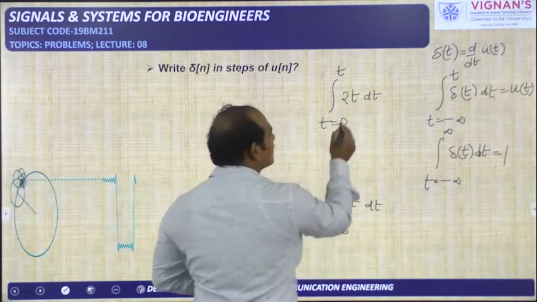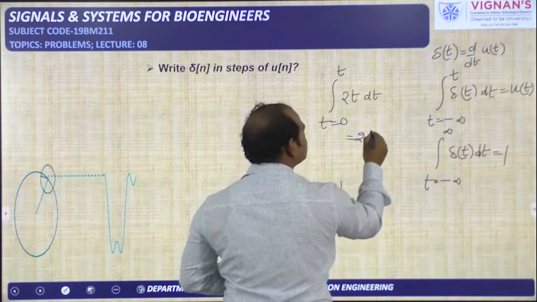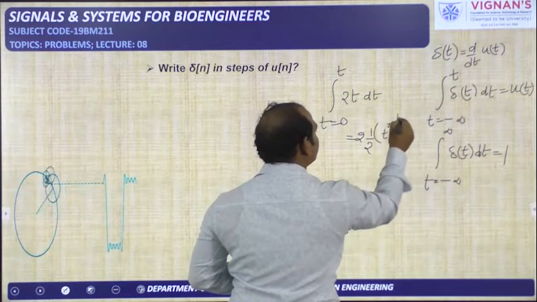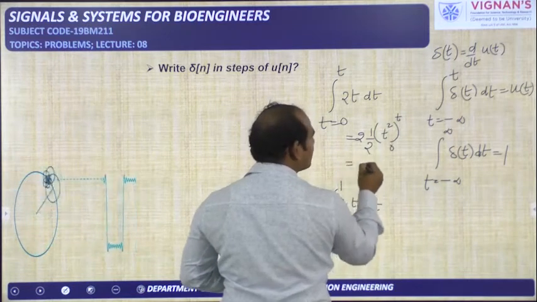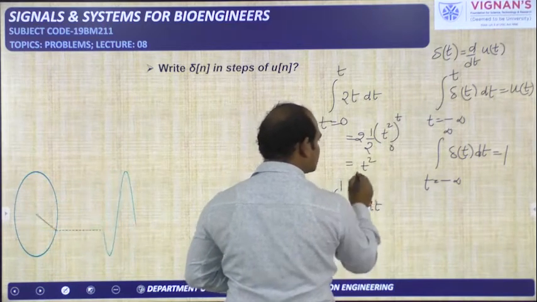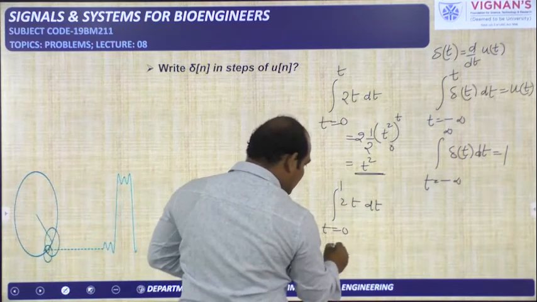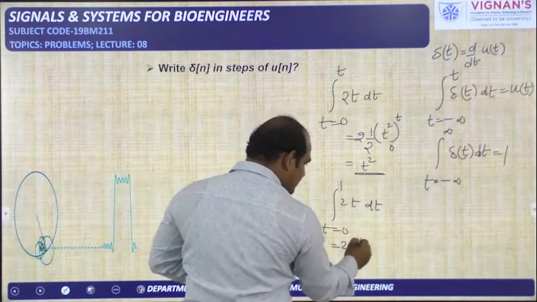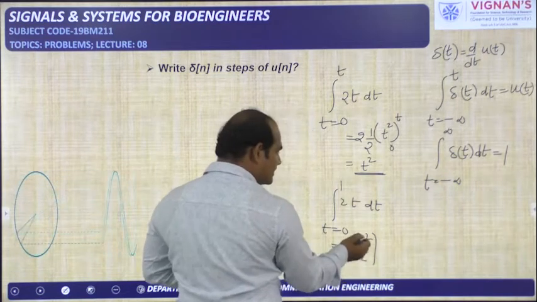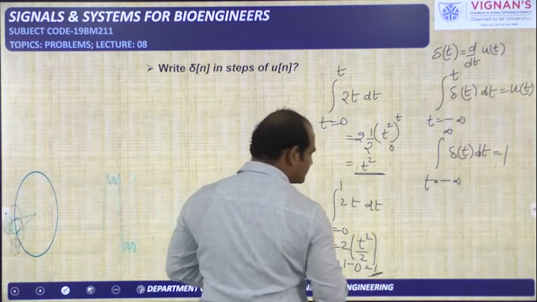You see here 2 is constant, we can write it outside. The integral of t is t square by 2, and the limits are 0 to t. The 2 cancels, so the upper limit gives t square minus the lower limit 0. So t square is the answer. Here also 2 is a constant, we can write it outside. The integral of t is t square by 2. The 2 will be cancelled, t square will be there. If you substitute the limits, 1 minus 0, that is equal to 1, you will get.